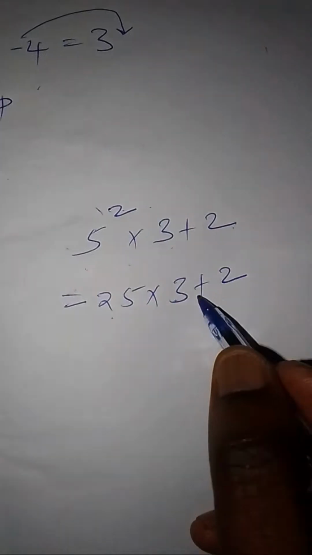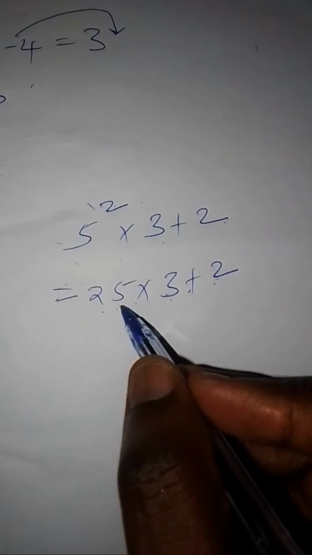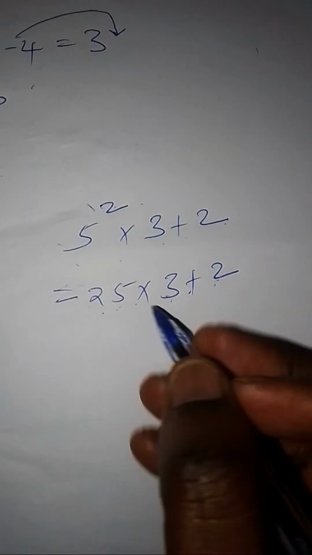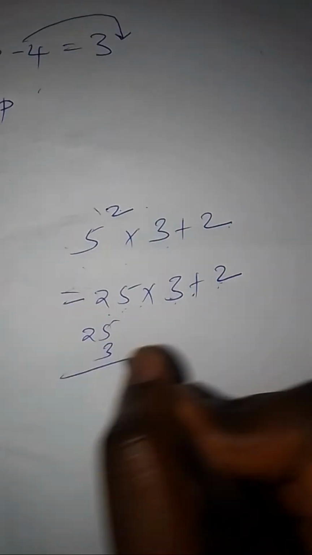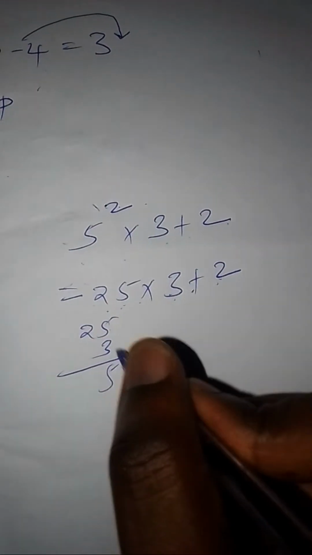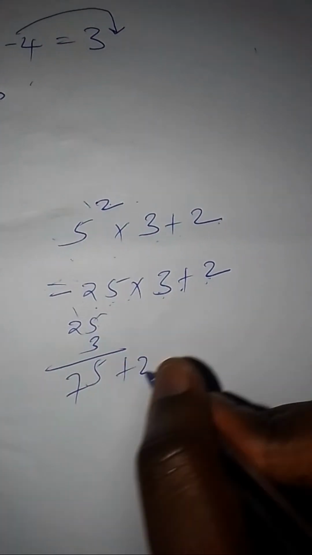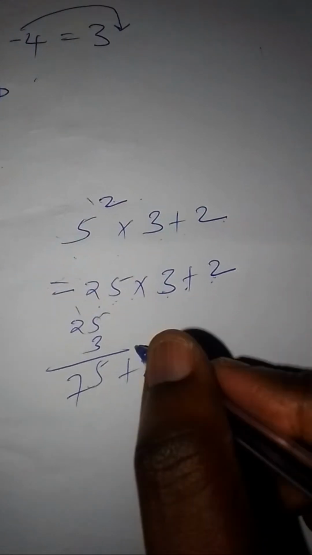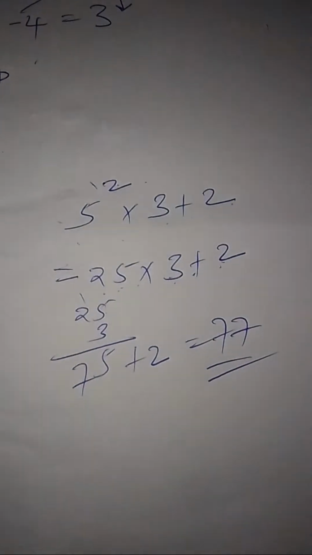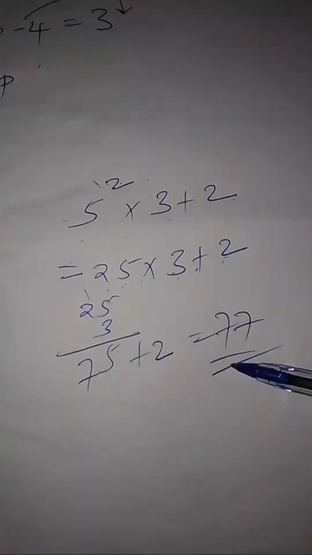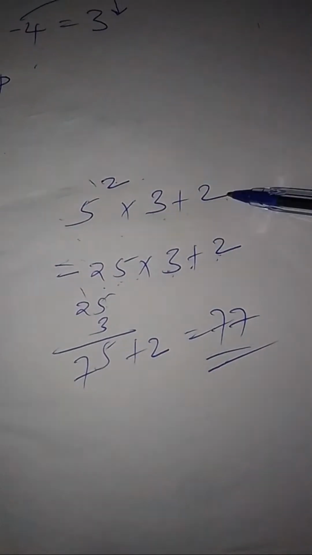You don't say 3 add to 2. You simply take 25 multiply by 3. So when you take 25 multiply by 3, you shall have 75 add to 2. So 75 add to 2, the answer becomes 77, because it was 5 squared times 3 add to 2.